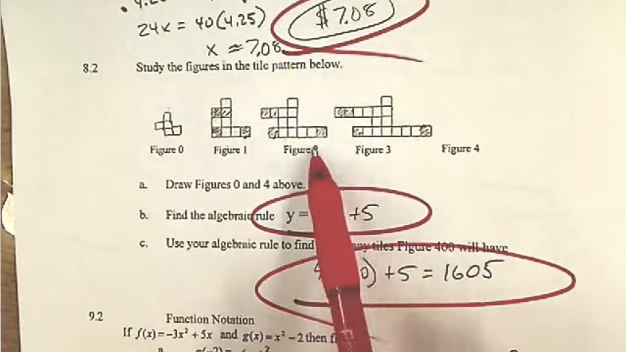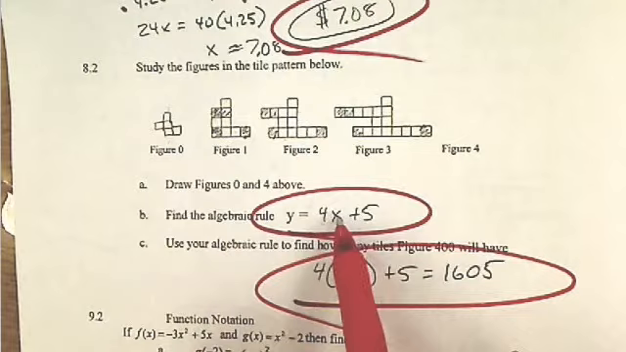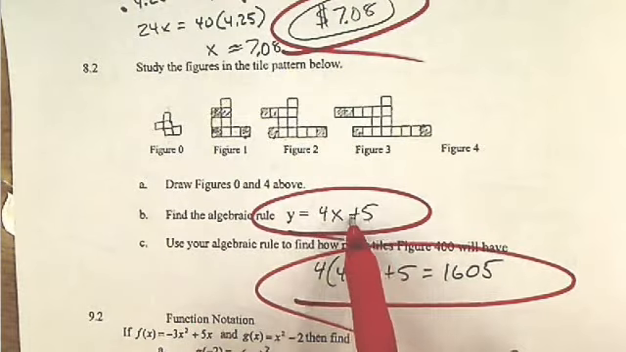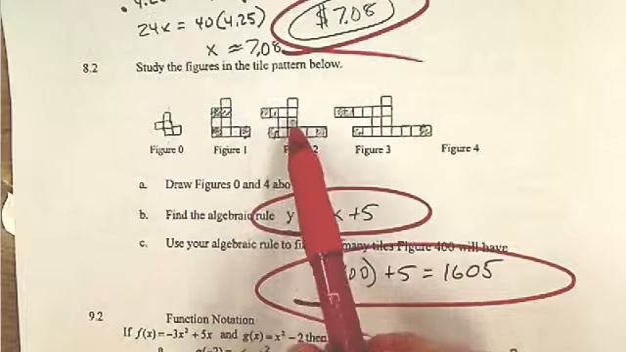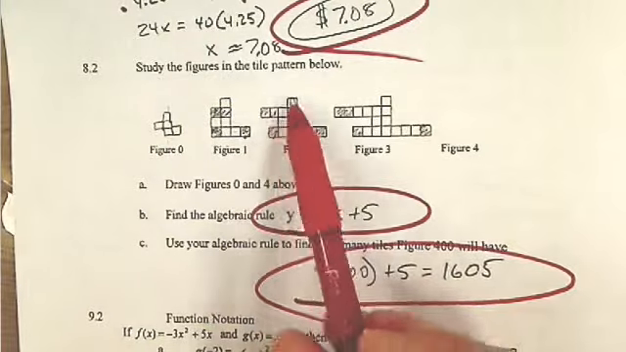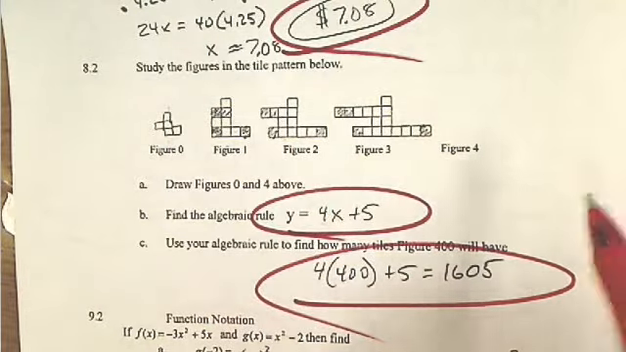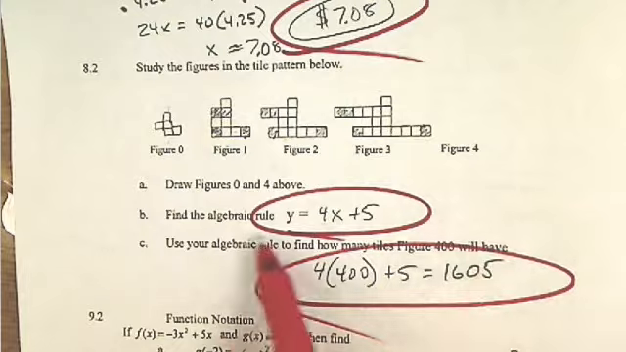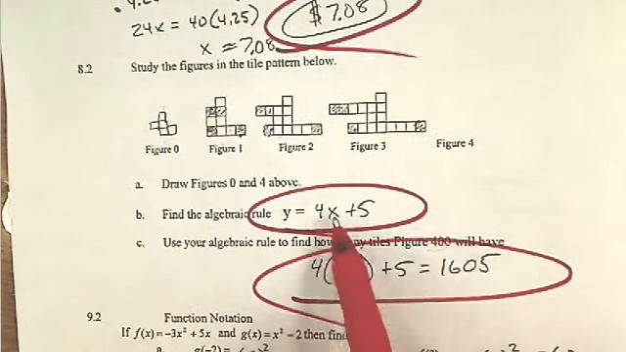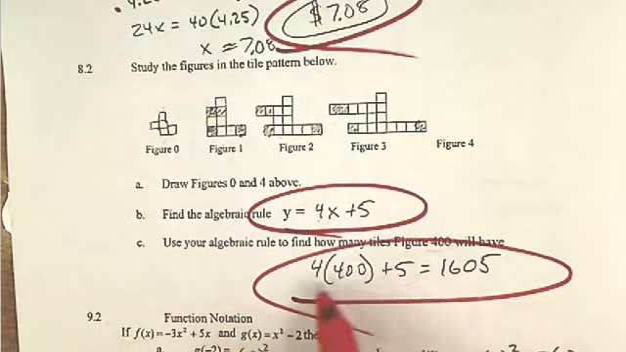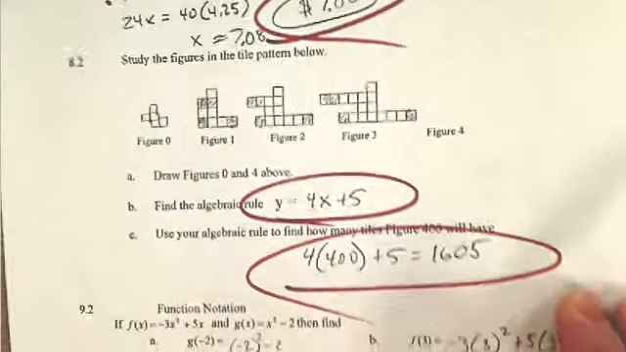So if I would plug in figure 2, 2 times 4 would be 8, plus 5 would be 13. 1, 2, 3, 4, 5, 6, 7, 8, 9, 10, 11, 12, 13. And it has 13 tiles. That's the way you can check it. What would the 400th figure look like? Well, 400 in for the x, 1600 plus 5.